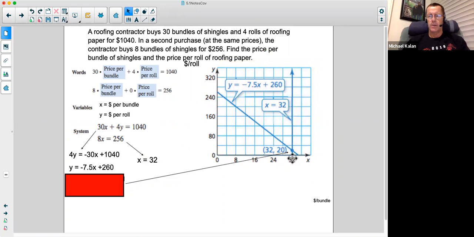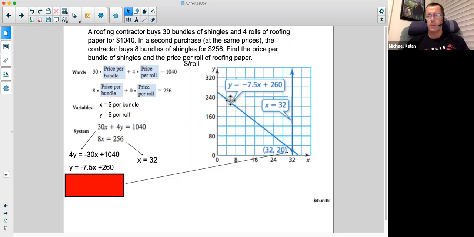Hopefully you came up with 2 lines that look like this. X equals 32 would be vertical with an X intercept down here of 32, 0. And to graph negative 7.5X plus 260, go to your Y intercept of 260. I know it's not super easy to graph negative 7.5, especially when each box is worth 4. But if I go down 7.5 for every 1 I go to the right, then to go over 8 boxes, I'd go 8 times negative 7.5. That's how much I would go down. So 8 times negative 7.5 is, what is that? That's 60. So we would go down 60. So instead of being at 260, we would be at 200.